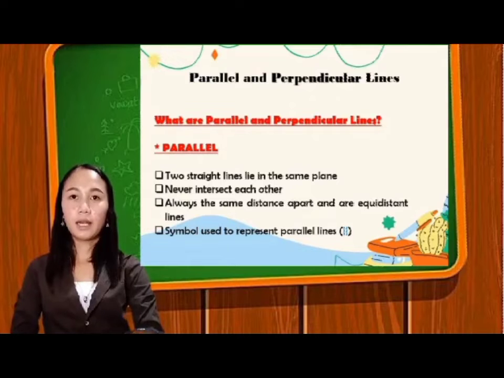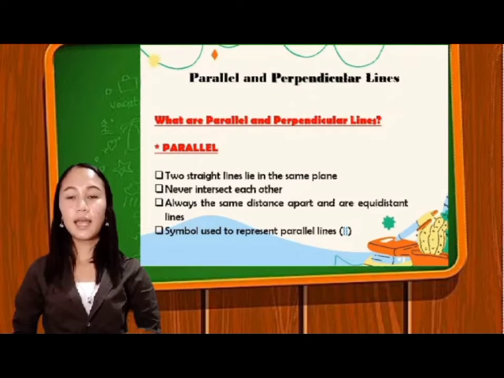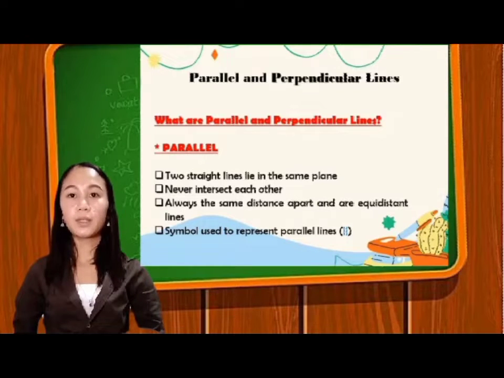First is the parallel line. Parallel lines are two straight lines that lie in the same plane, never intersect each other, and are always the same distance apart, which makes them equidistant lines. The symbol used to represent parallel lines is shown below.